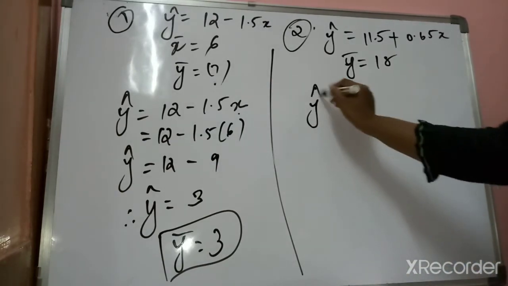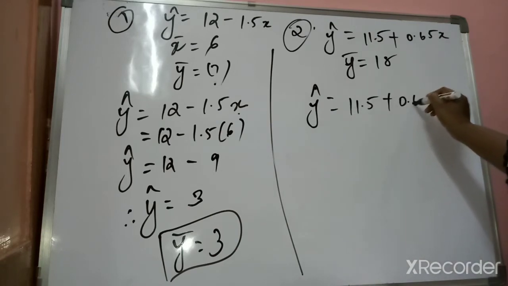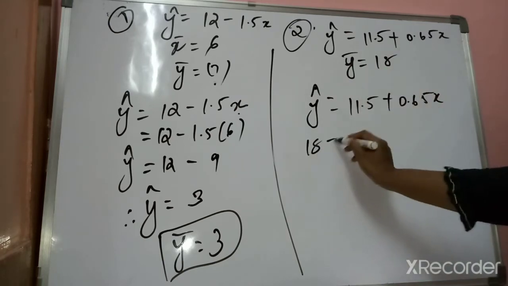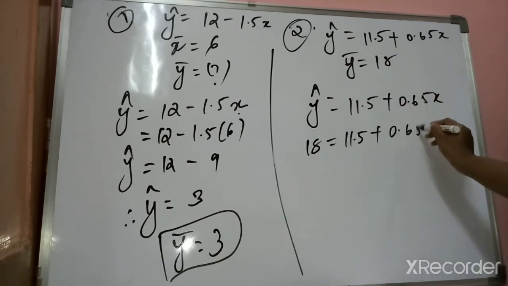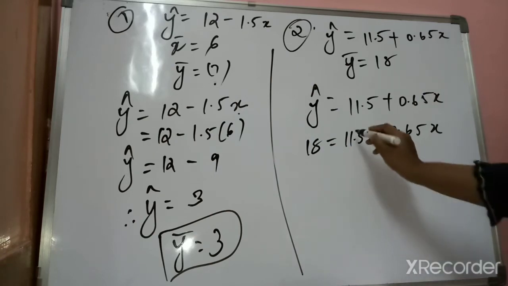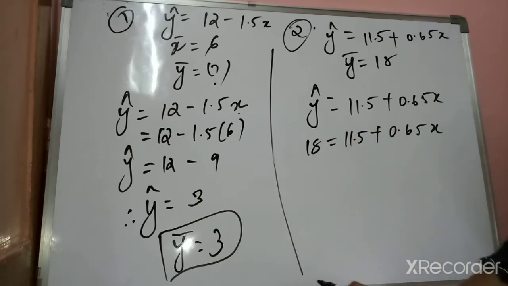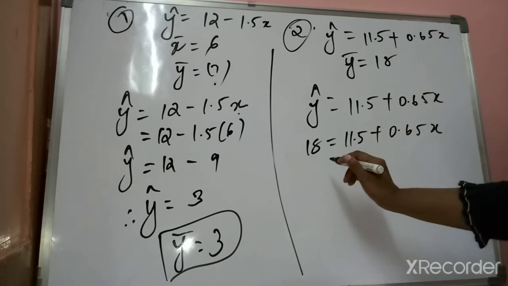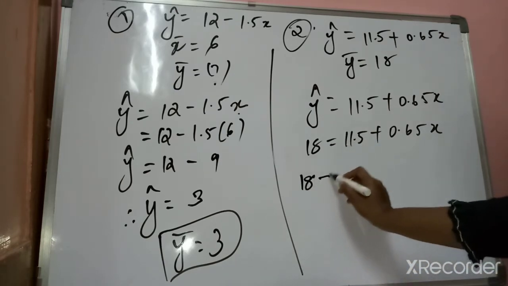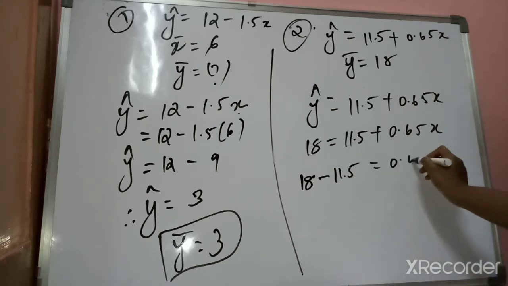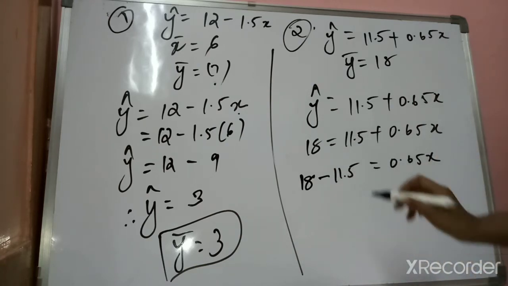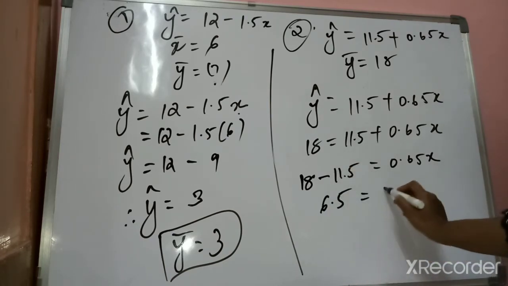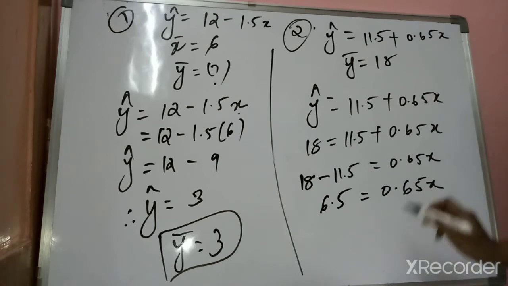See, y cap is equal to 11.5 plus 0.65x. So we are taking this value as this. So 18 is equal to 11.5 plus 0.65x. So what you would do, just deduct it. So 18 minus 11.5. Should I write it on the board? See, it would be like this. 18 minus 11.5 is equal to 0.65x. Okay, so by deducting we would get 6.5 is equal to 0.65x.